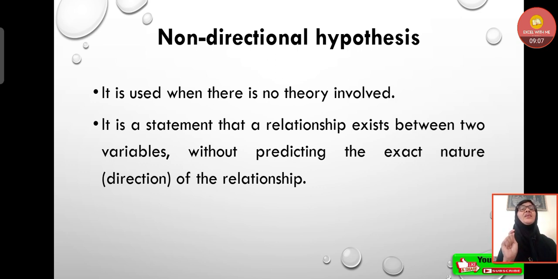Now, non-directional hypothesis, it is used when there is no theory involved. It is a statement that a relationship exists between 2 variables without predicting the exact nature. That means exact nature we don't know of the relationship.